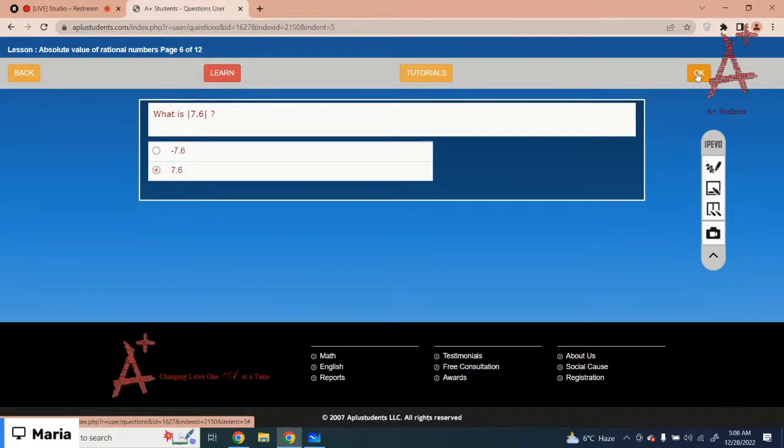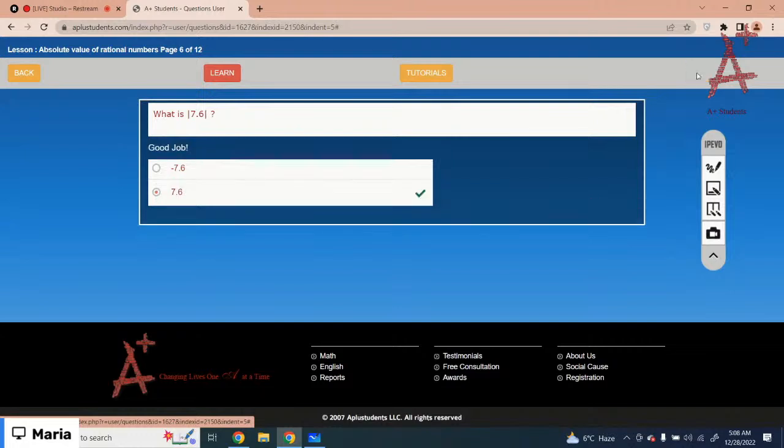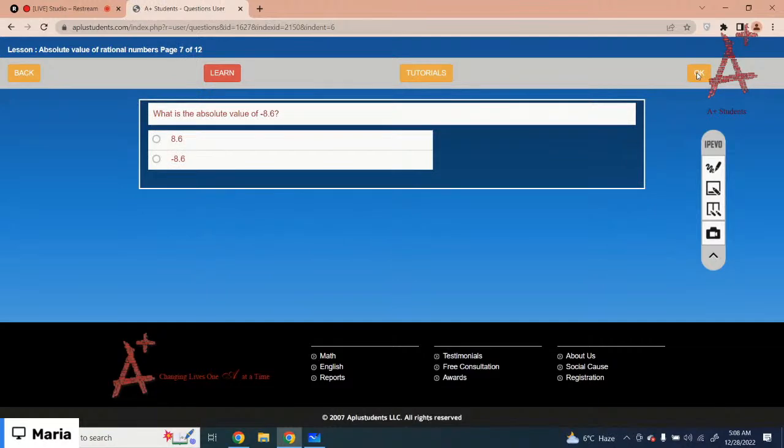Okay, the next one is, what is the absolute value of negative 8.6? So which of the option is the correct one? Yes, it is a positive number. It would be 8.6. Got it? Just select the correct option, then click on the OK button.